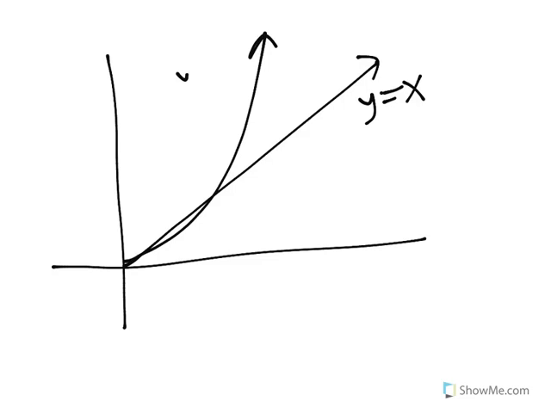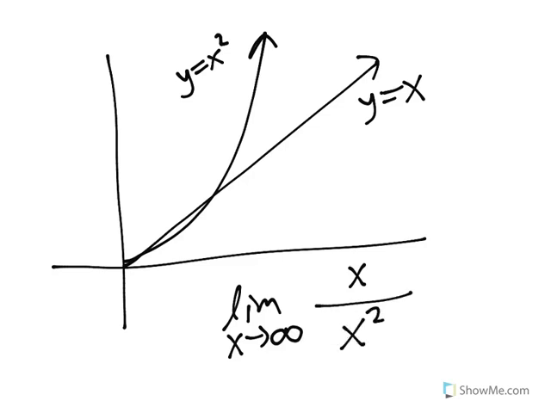Let's say we have the function y equals x, and the function y equals x squared, which looks like this. Let's talk about the limit as x goes to, and earlier it said a, but we could also use infinity. So what if we use the limit as x goes to infinity of x over x squared? If you try plugging in infinity, whatever that means, we get something like infinity over infinity.